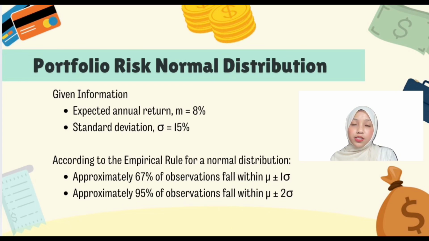Since the returns are assumed to follow a normal distribution, we apply the empirical rule. According to this rule, around 67% of all possible returns are expected to fall within one standard deviation from the mean, while about 95% fall within two standard deviations from the mean. This helps investors to estimate the range of likely returns and understand the portfolio's level of risk.